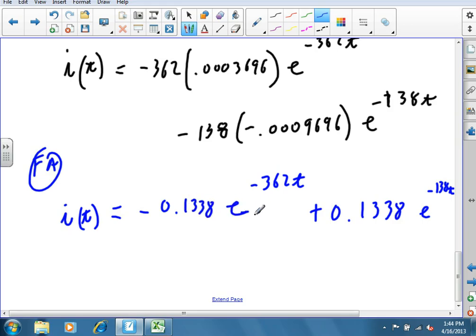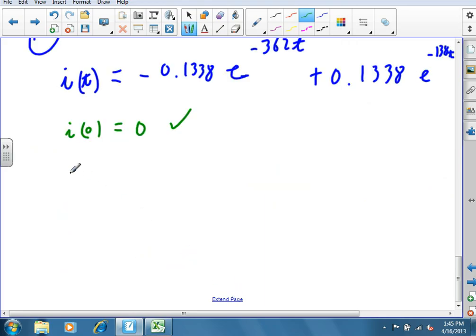1338 e to the minus. Okay, that looks good. Now we're checking our work. I at 0 is supposed to be 0. Check, it is. Q of t, out of that. The derivative of the charge is I. The derivative of the current is I prime.